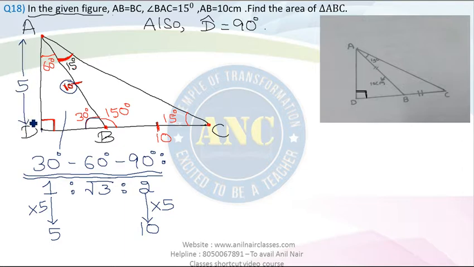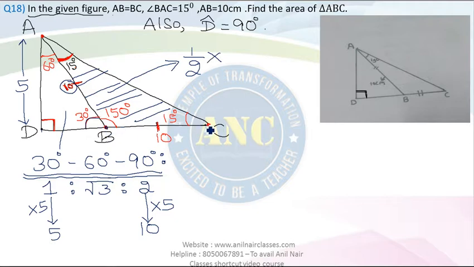Sir, first of all, why are you finding AD value? See here, sir, this shaded triangle is the only area I need to find. Area of triangle ABC is half into base. Base is nothing but BC. What is the height for this ABC triangle? Height is nothing but AD. That is what we just now found. To get that AD value, we did all these things.